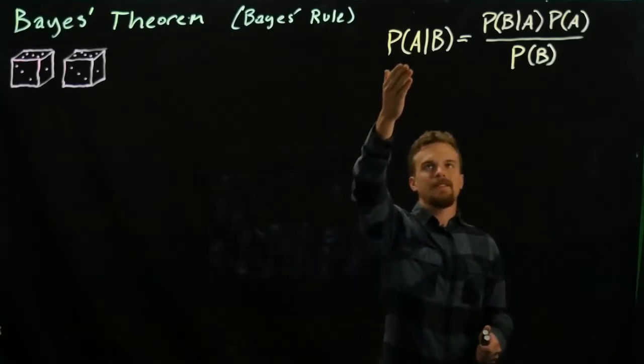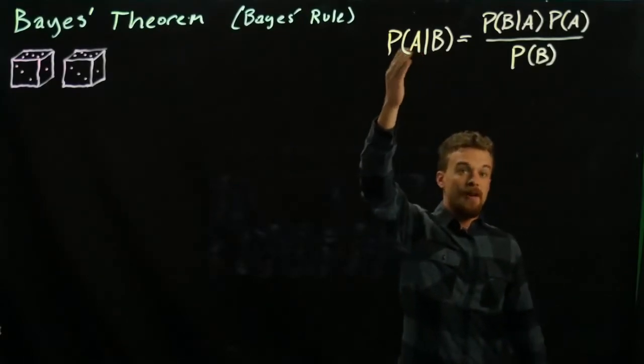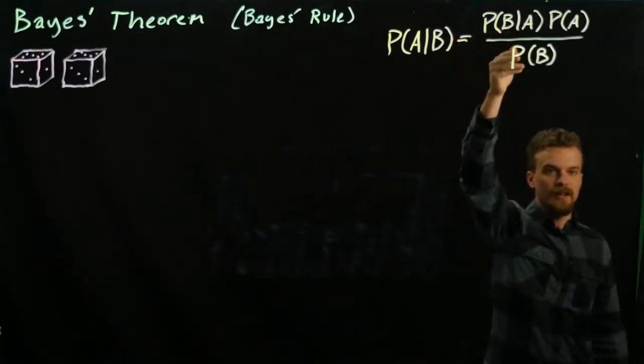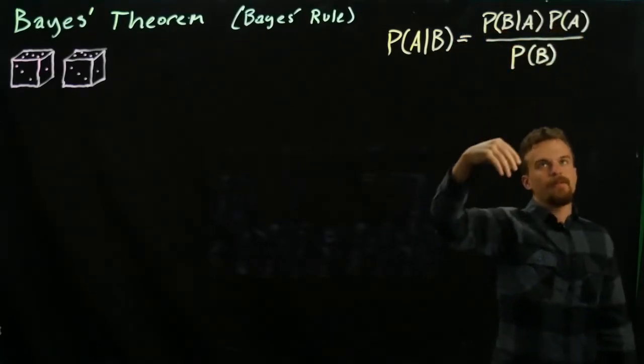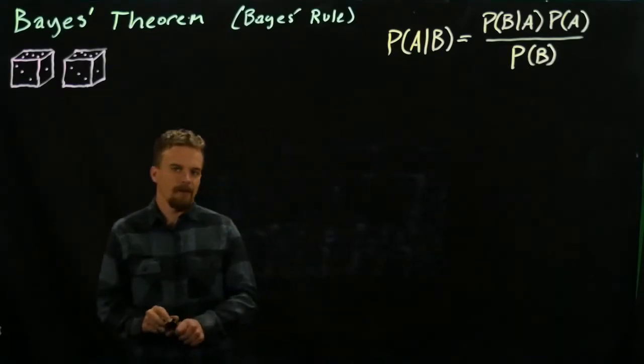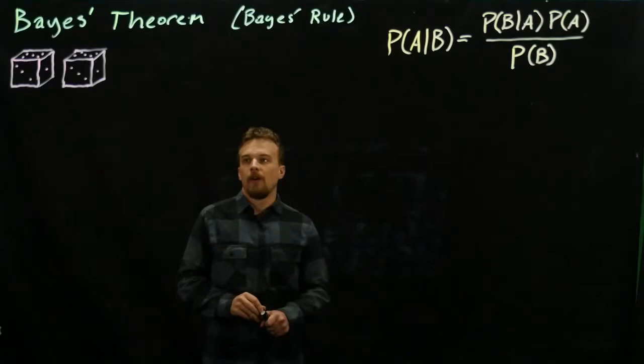Let's just say what it says. This says the probability of event A given event B is equal to the probability of event B given A times the probability of event A divided by the probability of event B. So that sounds nice, but how could we use it? Why is it useful?